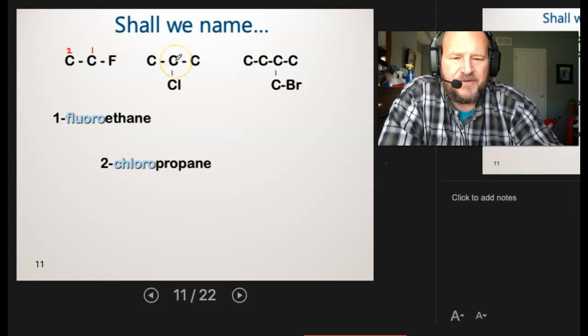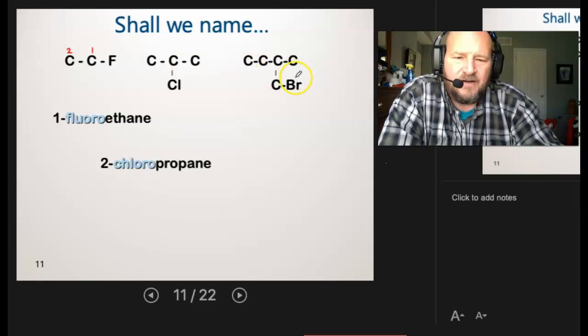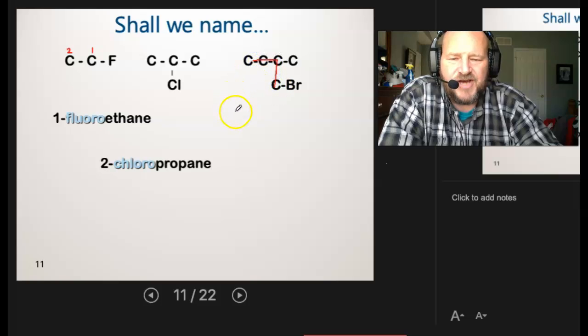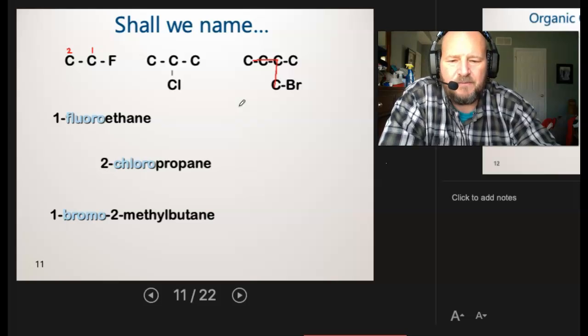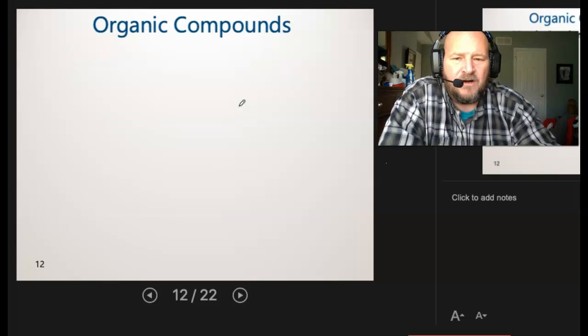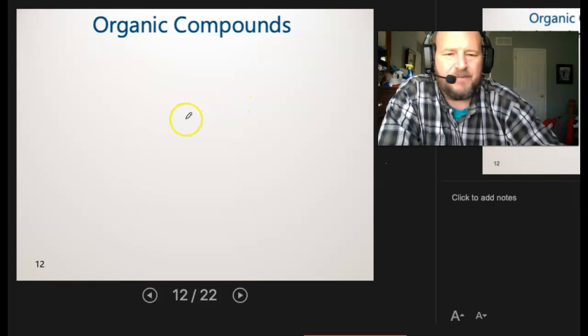It's got a methyl branch on there as well. But there's your hint. Make sure you keep the bromine on the main chain. So that pretty much means we're going to have to use that as our longest chain. And so hopefully you came up with 1-bromo-2-methylbutane, right? So 1-bromo-2-methylbutane.